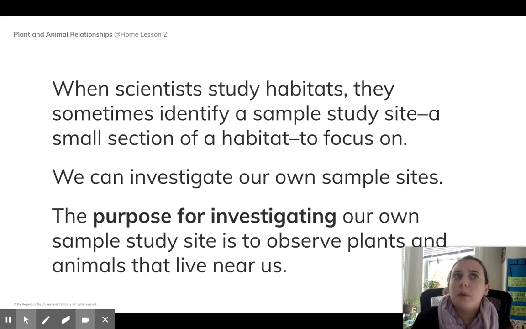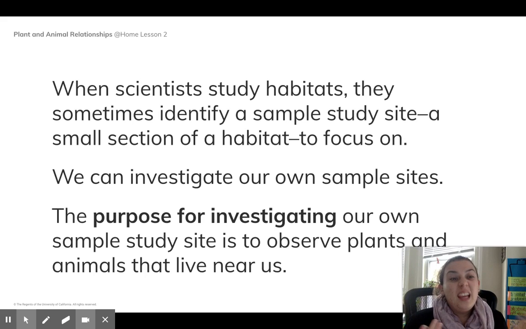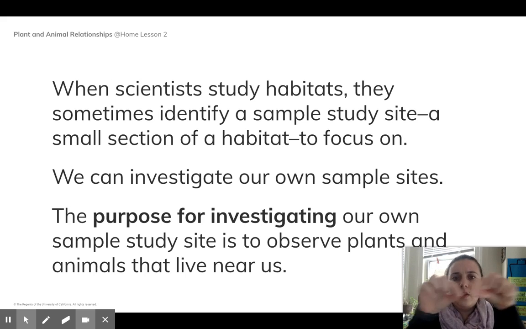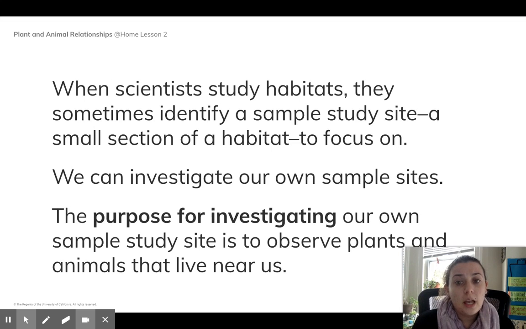If you take a second and remember back to last week, we read the book, A Scientist's Notebook, about nature. In that, we got to read the journal of an actual scientist who made a sample study site. Do you remember in the book where we saw the picture that the scientists actually put string around a small oak tree, and that was their sample study site? So we're going to be doing something kind of similar to that.